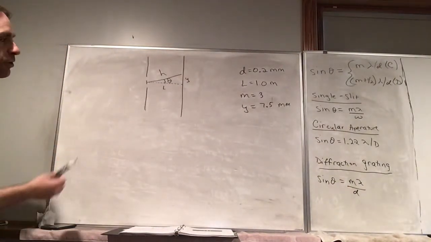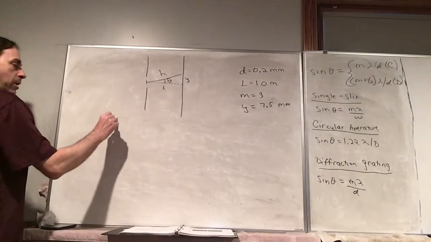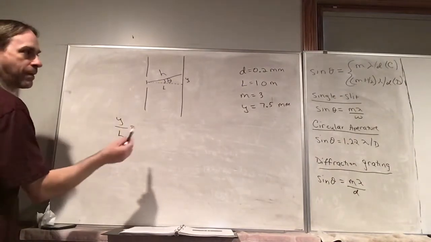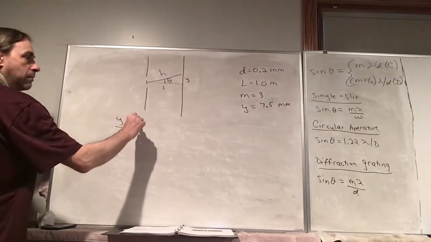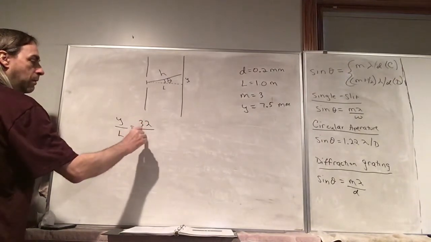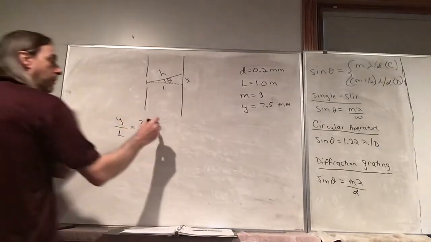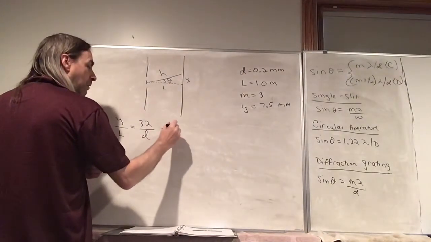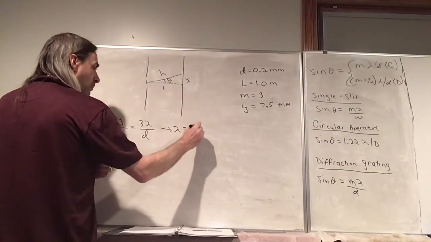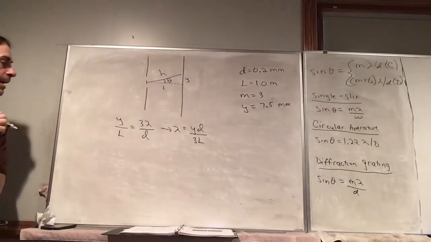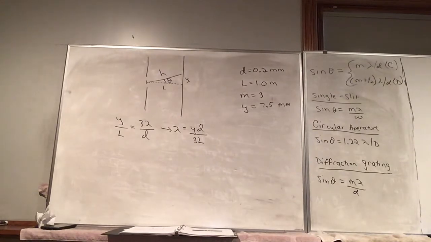So let's just jump right to it. Sine of theta is y over L. And that would be equal, we're looking at the bright fringes, so that's m equals 3, and then lambda over d. And we want to solve for lambda. So lambda is y d over 3L.